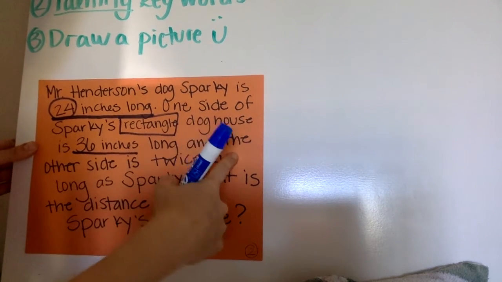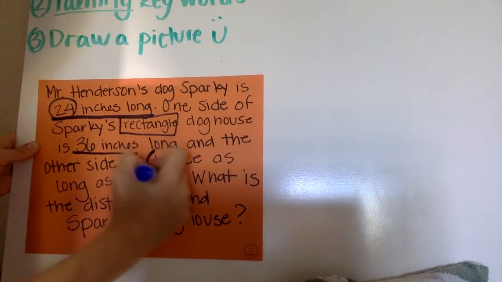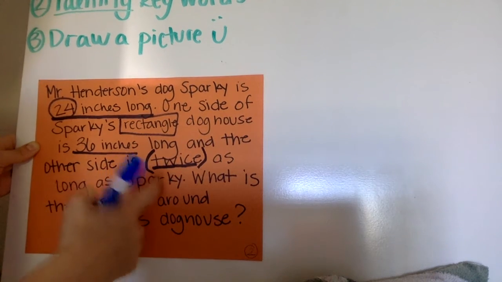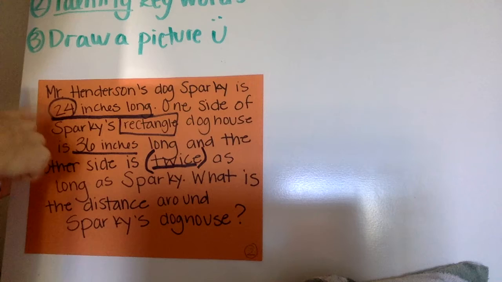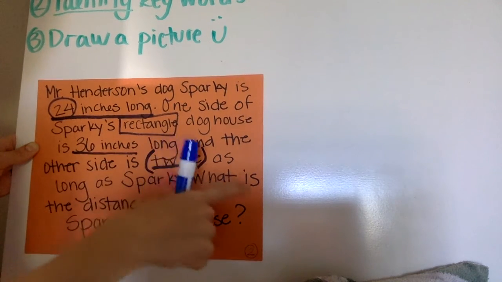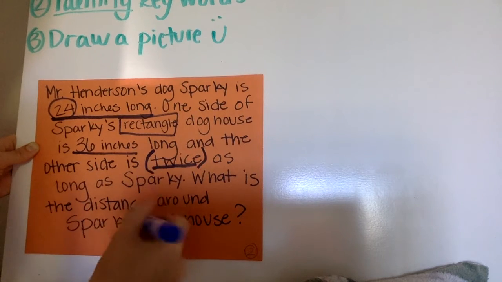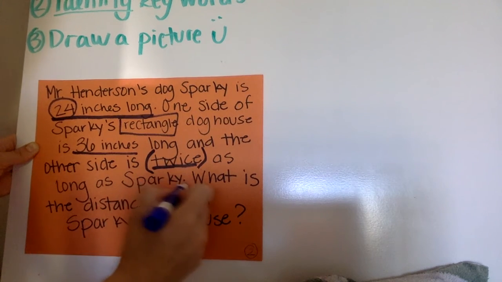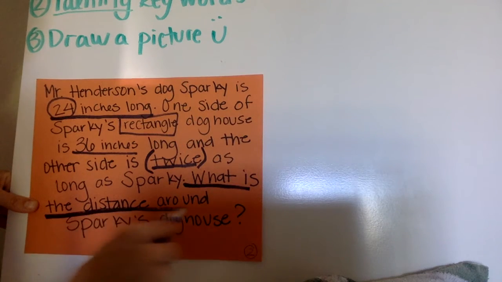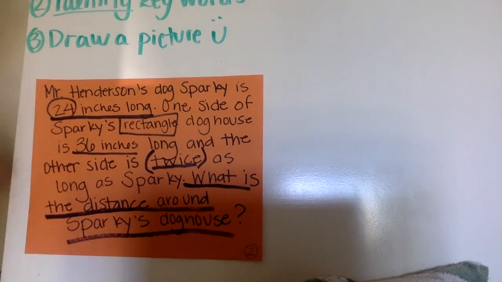And the other side is twice, right here, twice as long as Sparky. We know how long Sparky is. So the other side is twice as long as this. What is the distance around Sparky's doghouse? So this is our question.